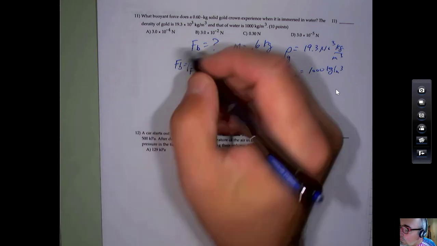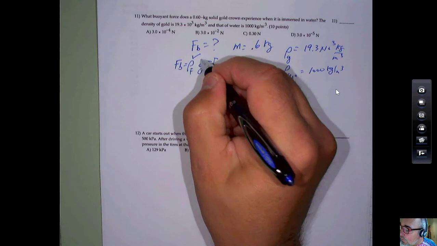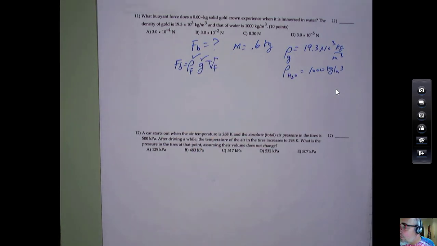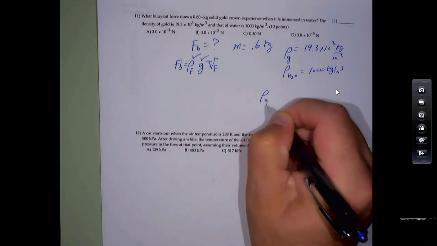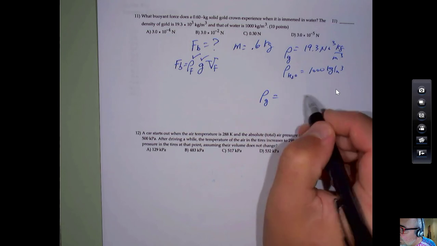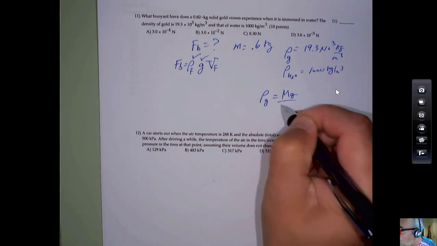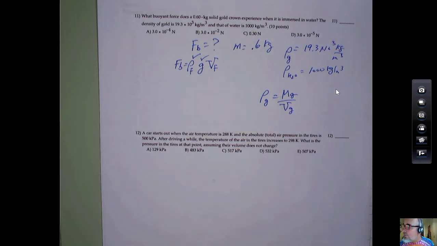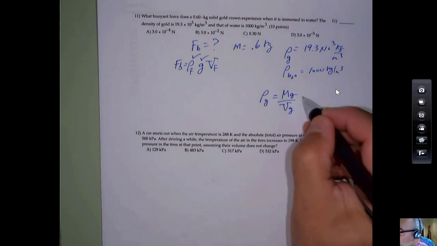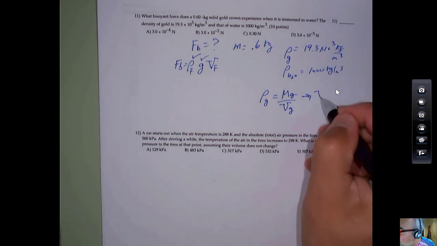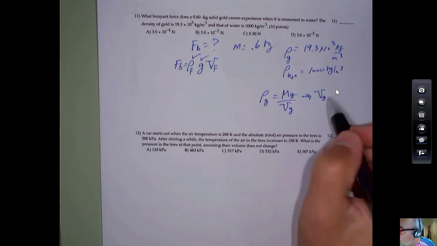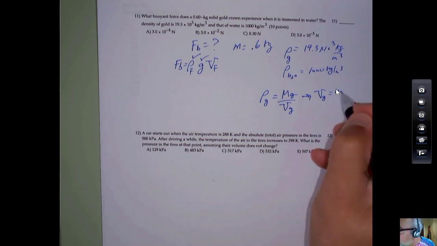Okay, so density of the fluid's given. G is just 9.8. We need the volume of the fluid that's displaced. Again, that's the same thing as the volume of the object in this case. So the density of the gold is going to be equal to the mass of the gold divided by the volume of the gold. Remember, that's how density works, mass over volume. Okay, so then we can get this. The volume of the gold, the crown, is the mass of the gold divided by the density of the gold.